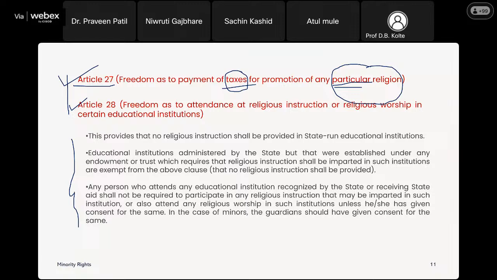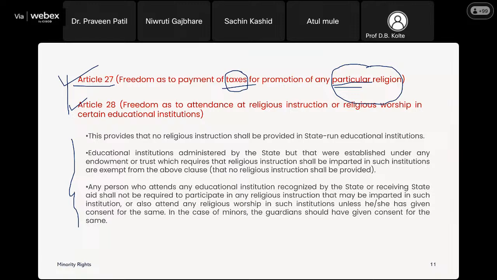And the third most important is, irrespective of whether you are a religious minority or someone else, the state government cannot differentiate in giving the aid even to the unaided, religious minority institutions. You know why this is important?